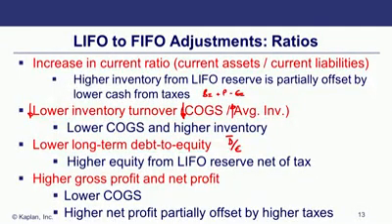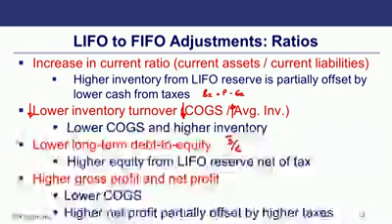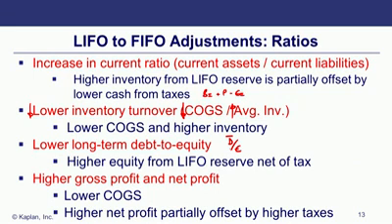However, if we switch from LIFO to FIFO in an inflationary environment, our net income is going to be higher. And remember, it's going to be higher by the change in the LIFO reserve times 1 minus tax. And if our net income is higher, our retained earnings are higher. And of course, retained earnings are a component of your stockholders' equity. So your equity is going to increase a little bit, and therefore, overall, your debt to equity ratio is going to decline.